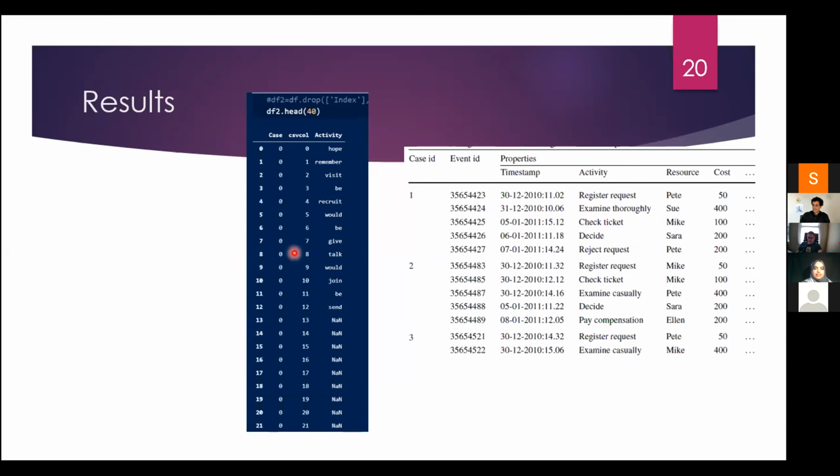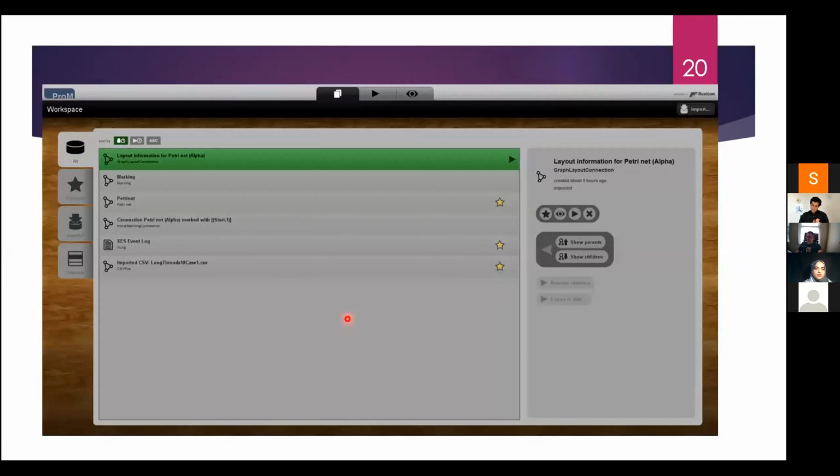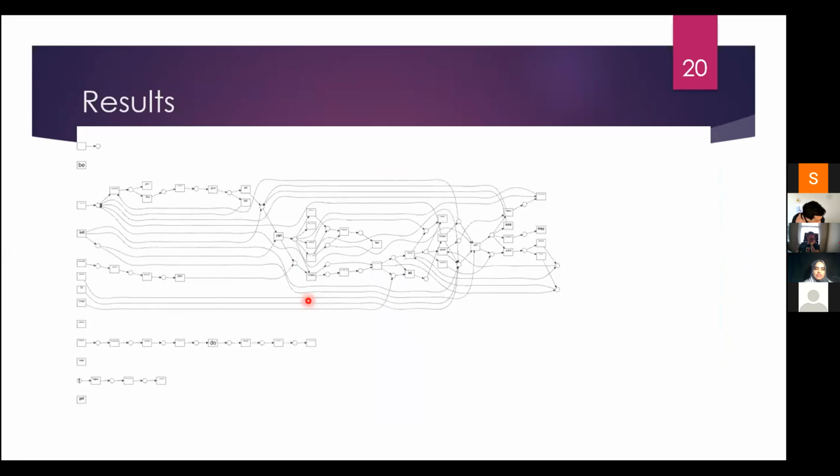And so I take this data frame, I convert it to a CSV file, and I upload it onto ProM, which is the process mining application that takes your event log and essentially outputs a process model based on the algorithm you choose. I decided to go with the Alpha Miner because it's one of the original process mining algorithms. And this is what I get.